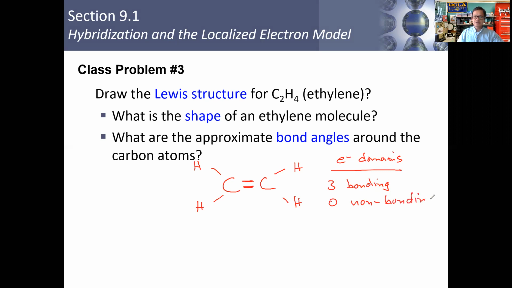Based on what we did with VSEPR, whenever you have three bonding domains, remember the electron geometry is going to be trigonal planar. And since we have no lone pairs, the molecular geometry and the electron geometry will be the same. The molecular geometry takes into account the arrangement of the atoms around the center atom, and will also be the same as the electron geometry, which takes into account the arrangement of the electrons around that center atom.